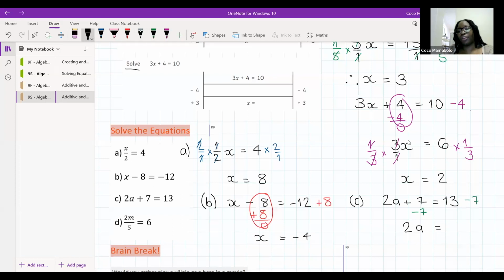Wonderful, I love to hear it. Let's go. What else? So next we're going to use the multiplicative inverse, and we're going to put 2a over 1 times 1 over 2, and we're going to do it on the other side as well. So 1 over 2 times 2a over 1 is equal to a, and 6 over 1 times 1 over 2 is 3. So the answer is 3.